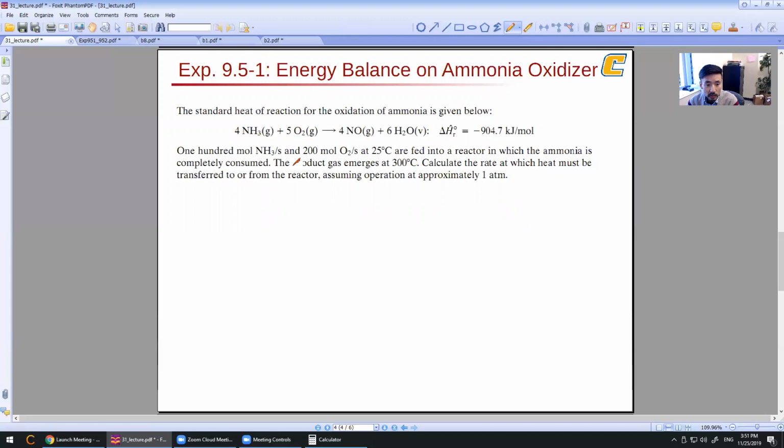100 moles of ammonia per second, so this is a mole rate, right? The mole per s, and 200 moles of oxygen per second at 25 degrees Celsius are fed into a reactor in which the ammonia is completely consumed. So there will be no ammonia remaining. And the product gas emerges at 300 degrees Celsius. So this is 300 degrees Celsius, but coming in is 25 degrees Celsius. Calculate the rate at which heat must be transferred to or from the reactor, assuming operation at approximately 1 atm. So basically, we need to find the Q dot, right? So that was the problem.